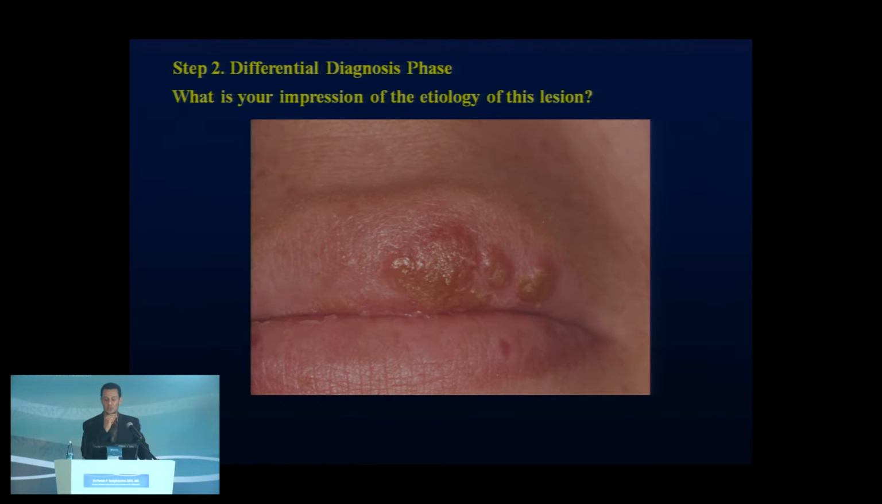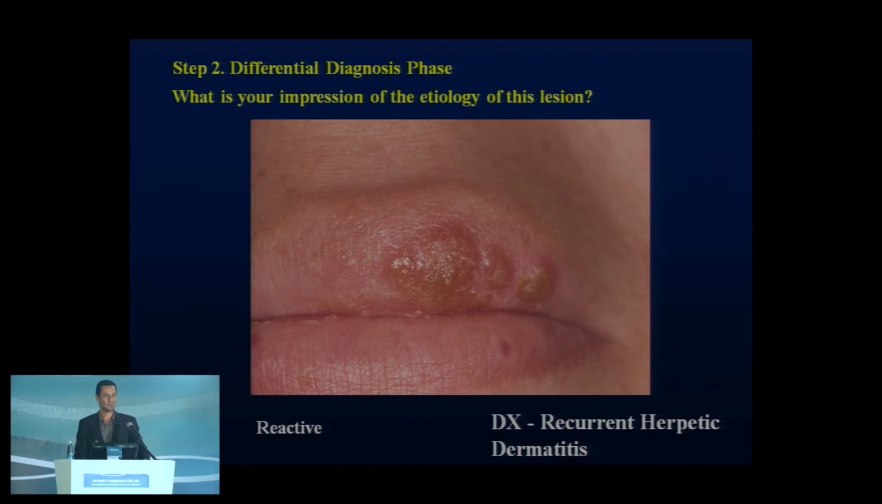Reactive, inflammatory. Good. This is what we call recurrent herpetic dermatitis. It's skin inflammation, dermatitis, due to herpes. In dentistry, we call it recurrent herpes labialis. Okay? Labialis doesn't mean anything. Dermatitis means something. It tells you what's going on. It's a virally induced inflammation of the skin. Okay?